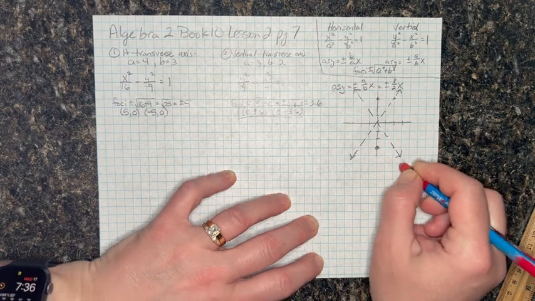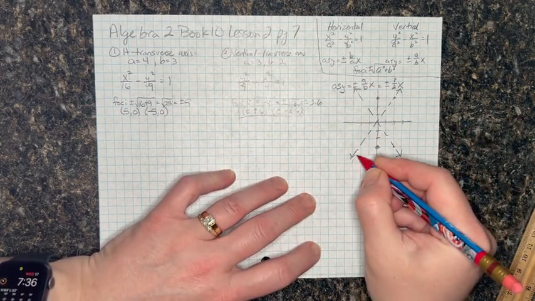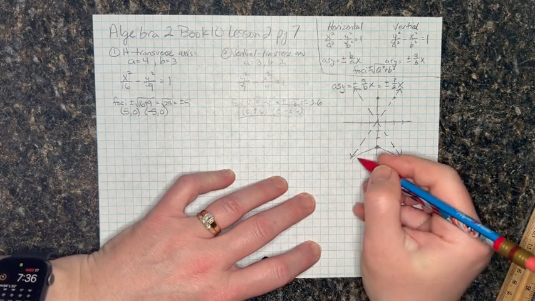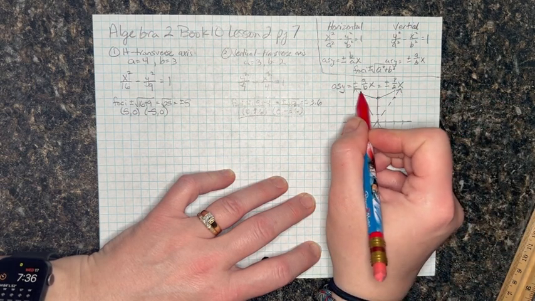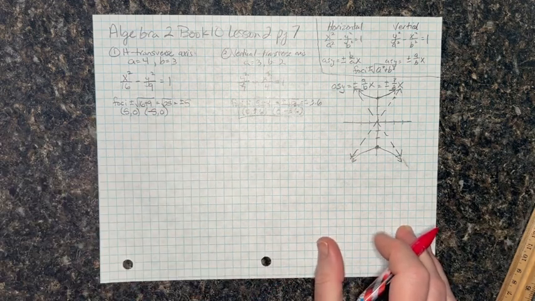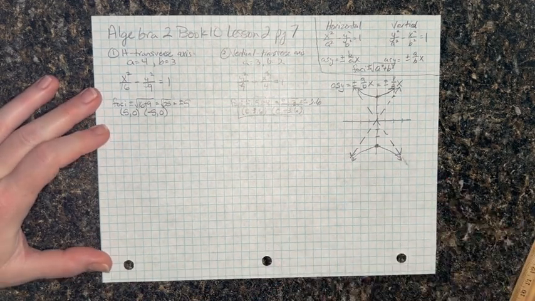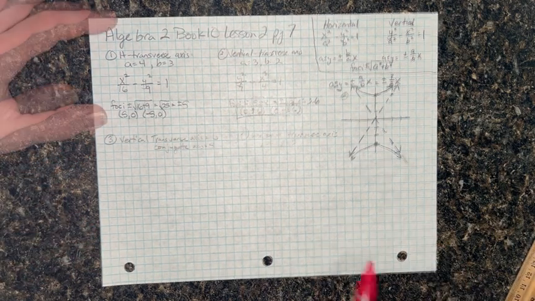Okay. Now that my asymptotes are drawn in, we can sketch our hyperbola. It's going to look like this. And I didn't make a very big chart, so it's just kind of there. All right. And there we go. We've sketched it. Rough sketch, but a sketch nonetheless. All right, let's take a look at the next 2.